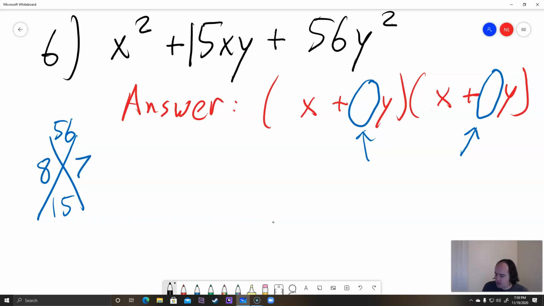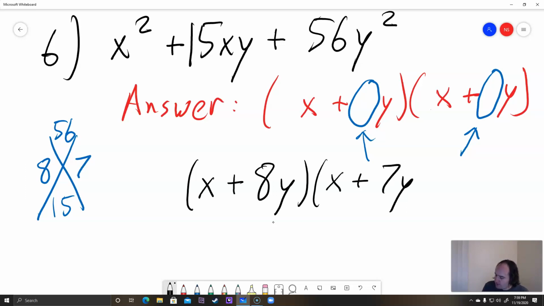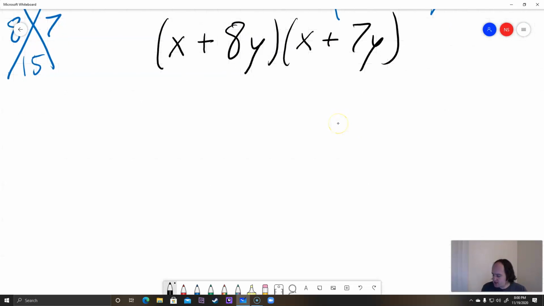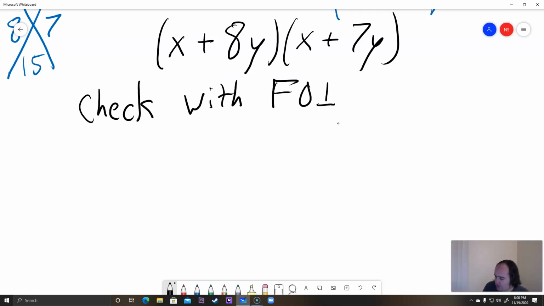But the tricky part is, how are we going to write our answer? It's actually going to be x plus 8y and x plus 7y. So in order to get the y squared at the end, that's why we had to have a y here and a y there. That way, if you multiply it out with FOIL, it actually multiplies out to this original polynomial. And you can actually check these with FOIL. You don't have to check it with FOIL. It's not required, but it's nice to know how to do it.